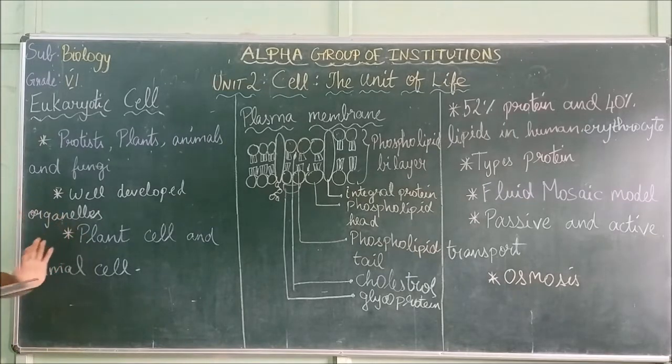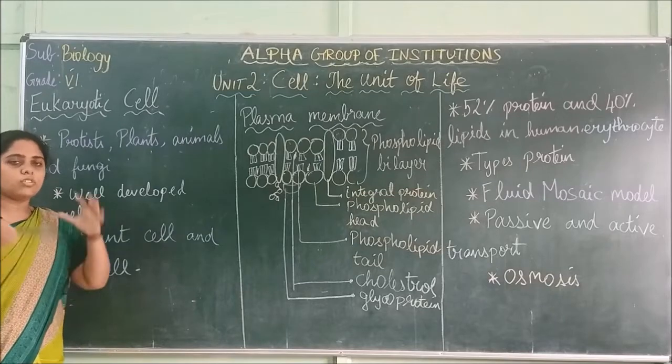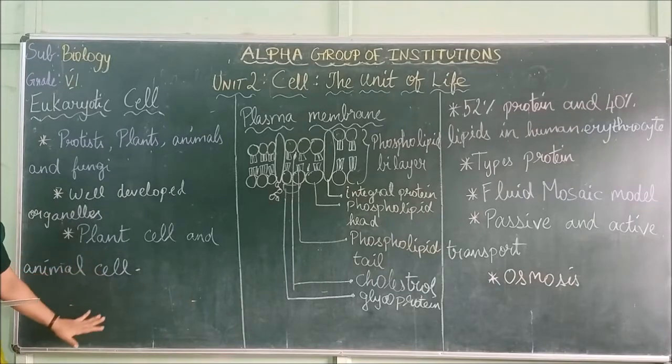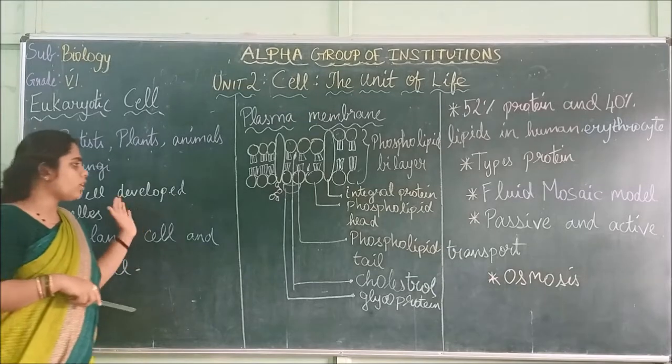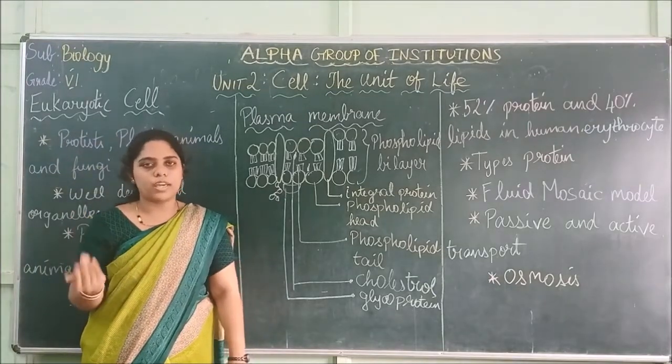This eukaryotic cell has a nucleus, and around that they have a nuclear membrane. Inside that they have the genetic material. So they are very well arranged. That is why it is called well-developed cell organelles are present. So this is all about the eukaryotic cell. Now we are moving on to the different organelles of the eukaryotic cell.